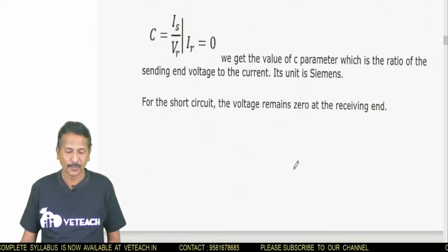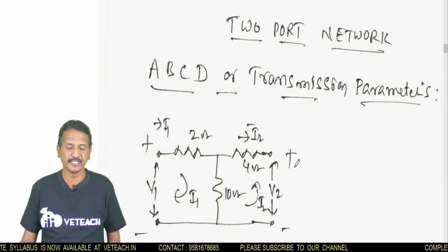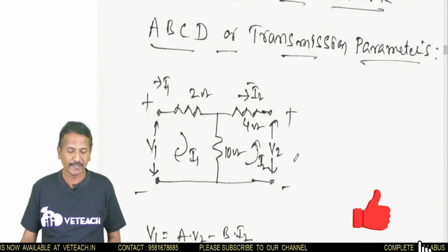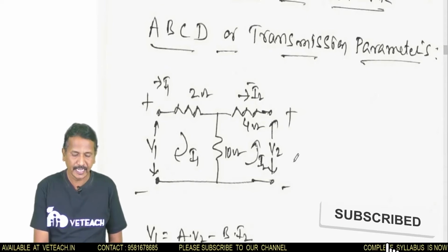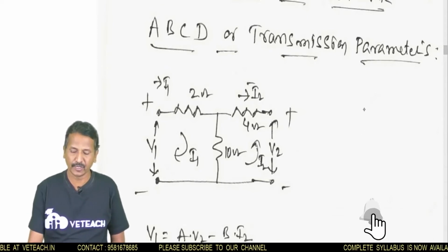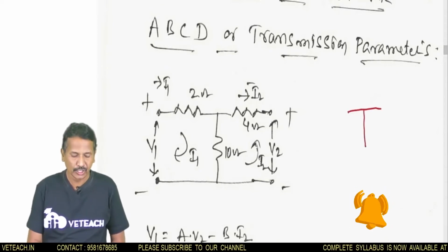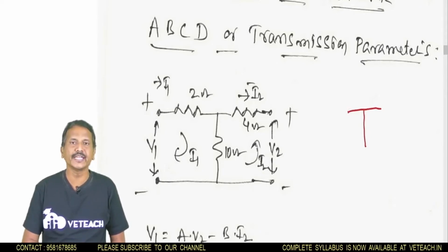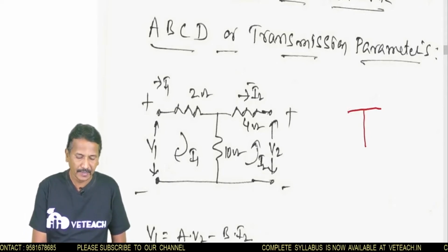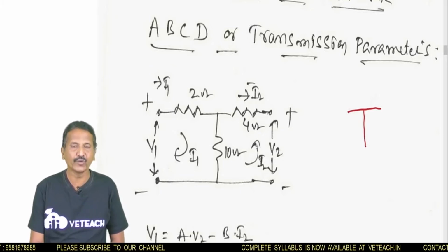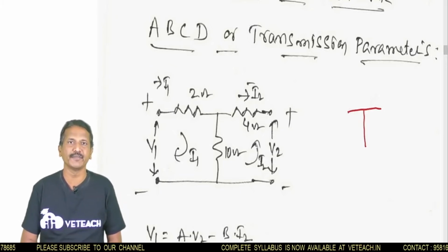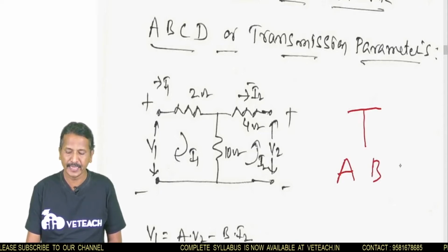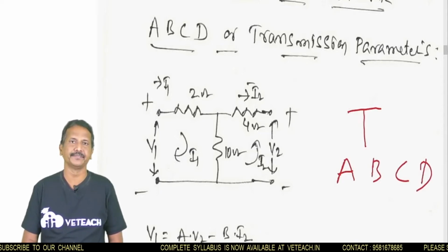Okay, so we'll do one problem regarding these ABCD parameters, so you have some idea. Right, students. So given one network here, this network is like a T network. It has 2 ohms, 10 ohms and 4 ohms, 3 resistances given. V1 and I1, V2 and I2 are the input and output terminals. From this, we have to find the values of A, B, C as well as D.